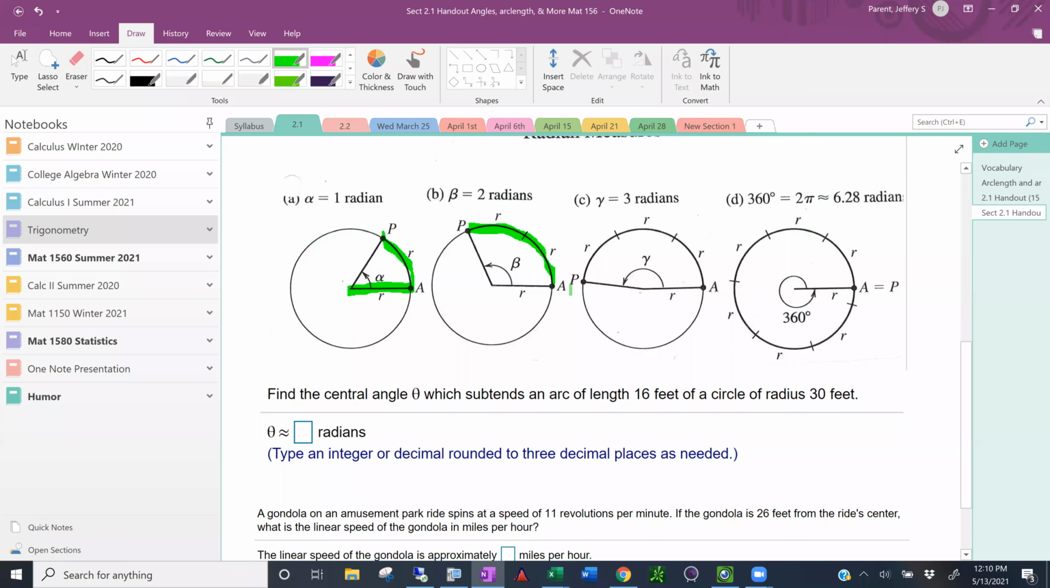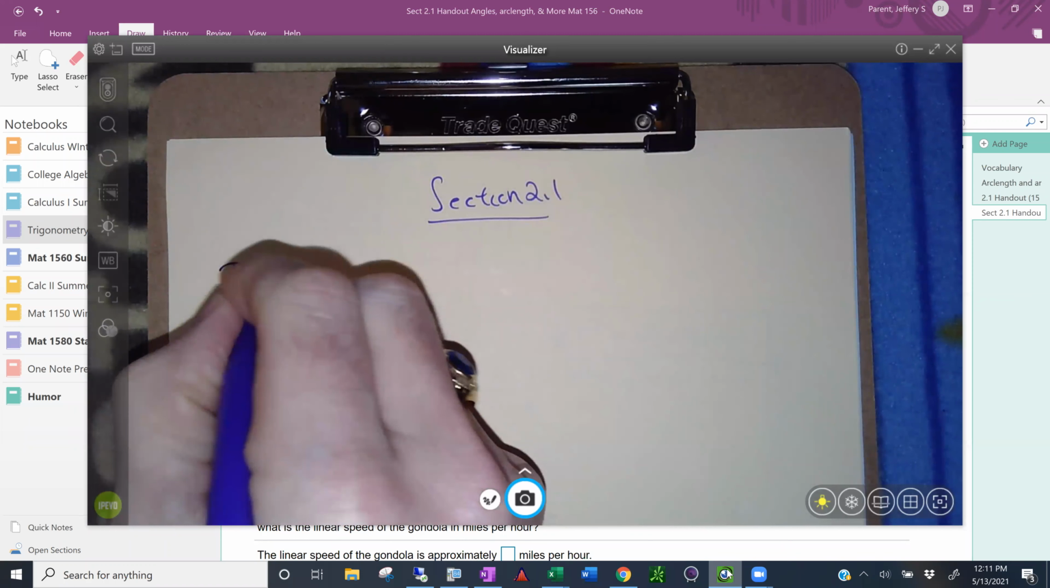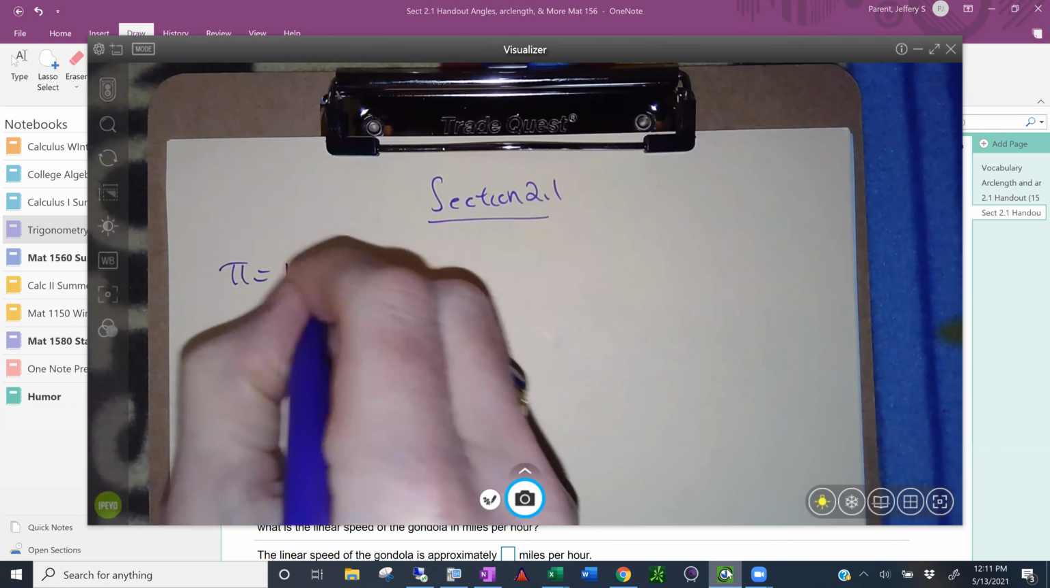How many radians is it going to take to get exactly halfway across the circle? An angle of 180 degrees. How many radians would that be? Any guesses? Pi. Pi, exactly. So we'll start here. Pi radians equals 180 degrees.